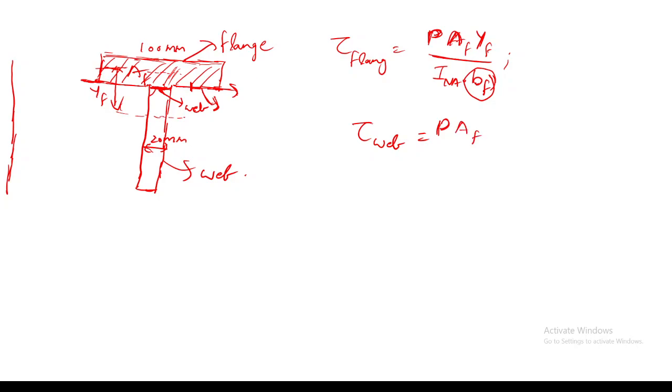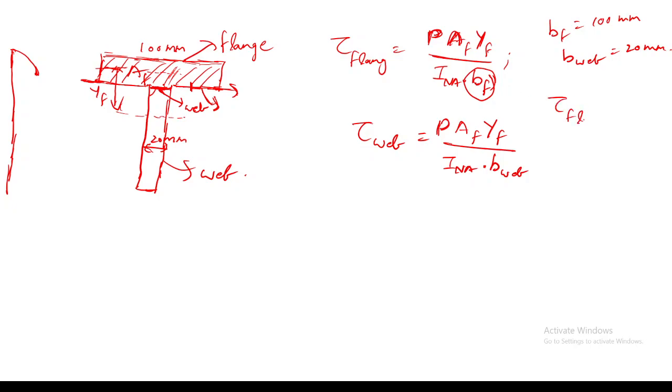So again the area above the fiber of the web, which is nothing but AF into YF divided by INA. And for B, what I should do? I have to substitute the width of web, which is nothing but 20 mm. Okay, here BF is nothing but 100 mm and B web is nothing but 20 mm. So at this junction, what you will be getting is, for example, at the extreme end the shear stress is actually zero, okay? And here you will be having at flange, okay? For example, tau flange divided by tau web, or tau web divided by tau flange, which is inversely proportional to B web divided by B flange, okay?